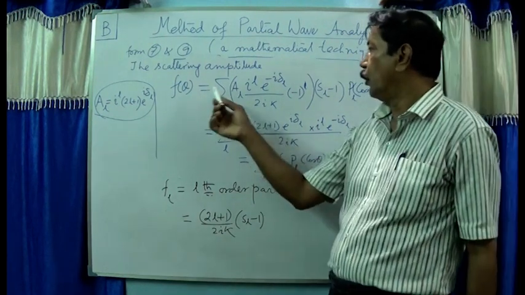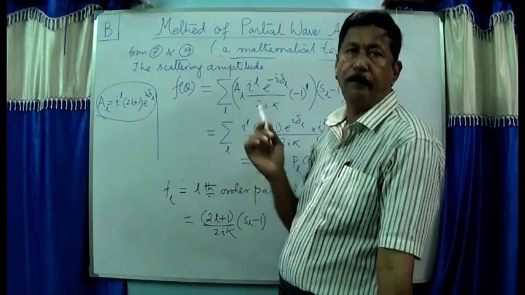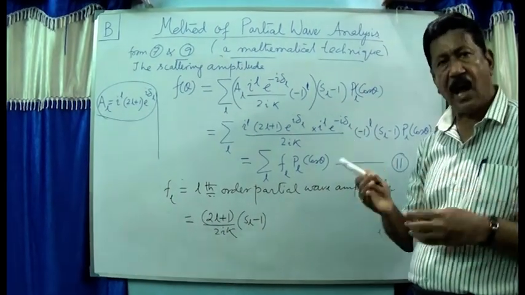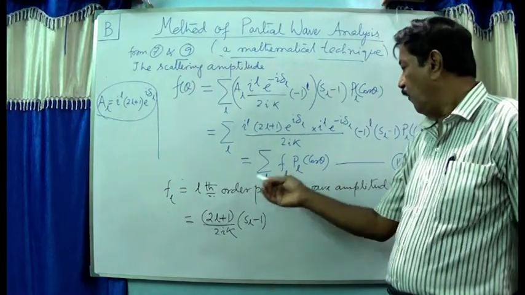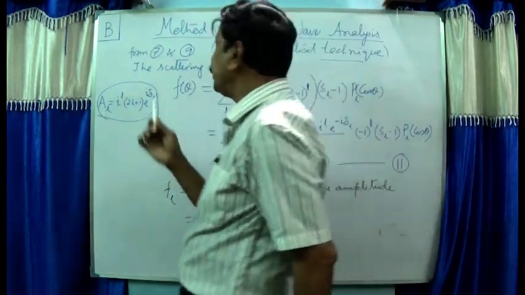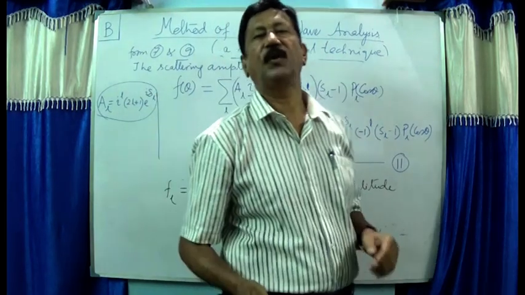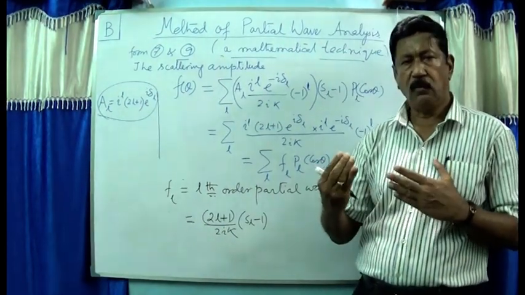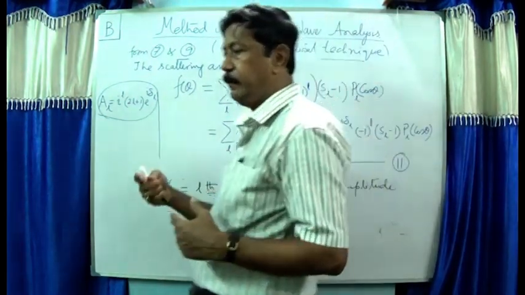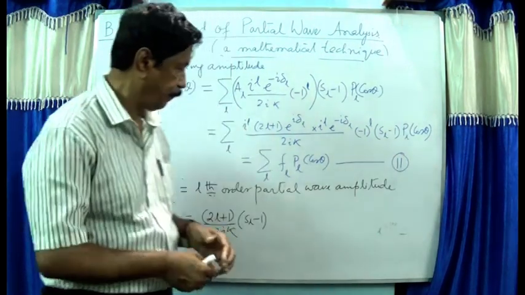So look at this expression 11, that the scattering amplitude f theta can now be viewed as a sum of partial wave amplitudes. And this is the beauty of this approach, where we can visualize the scattering phenomena in many parts, depending on how the parts are classified in terms of the angular momentum L values.